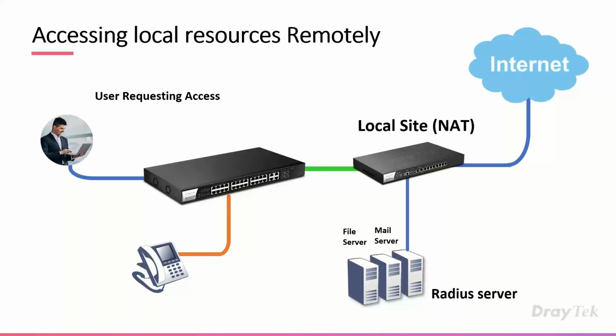So this is today's scenario. We have the user requesting access. We have a router connected to the internet. We have several servers running on the network: file server, mail server, and obviously a RADIUS server. However, DrayTek routers can act as RADIUS servers as well. So you can find those settings under applications on most of the DrayTek network devices, routers mostly. If you don't have a third-party RADIUS server, but you have a DrayTek router, you can use that as your RADIUS server.